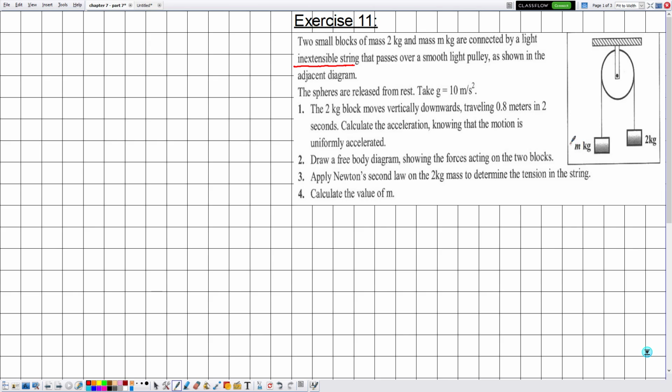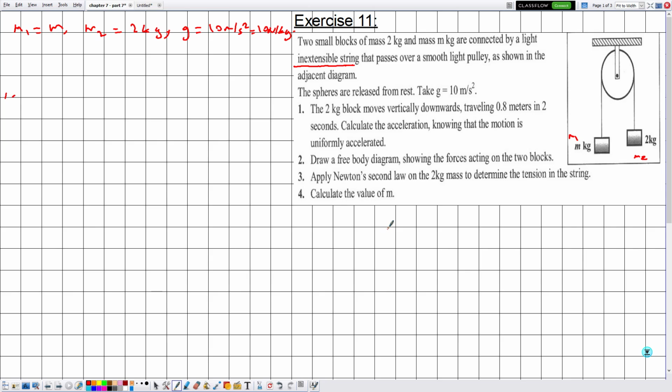So let's suppose that this is M1 and this is M2. So M1 is equal to m and M2 is equal to 2 kilograms. Now we have that g is equal to 10 meters per second squared, which is equal to 10 newtons per kilogram, which means that we are performing this experiment on the surface of Earth.